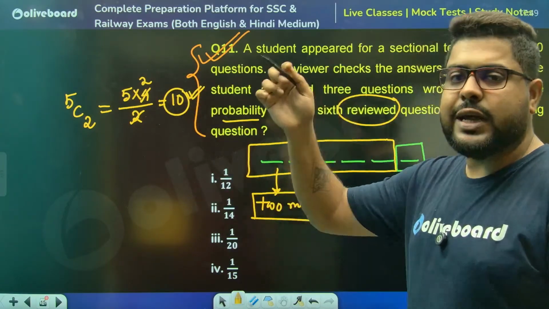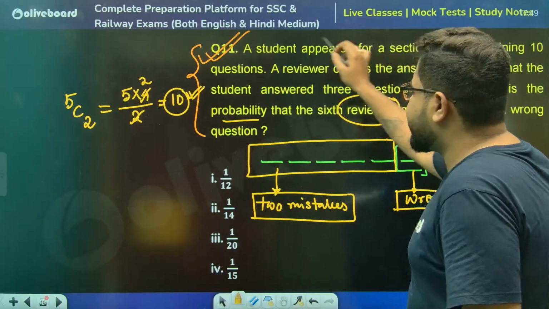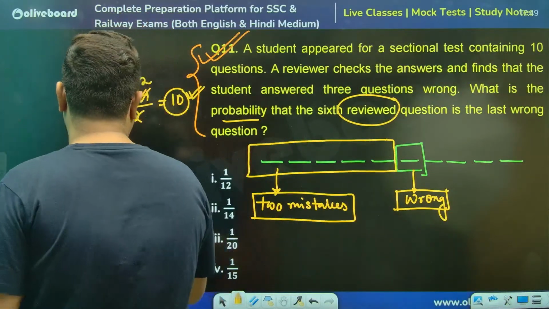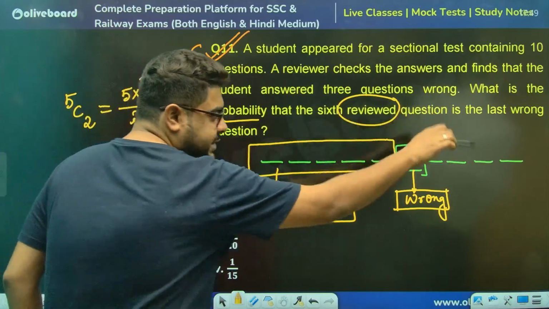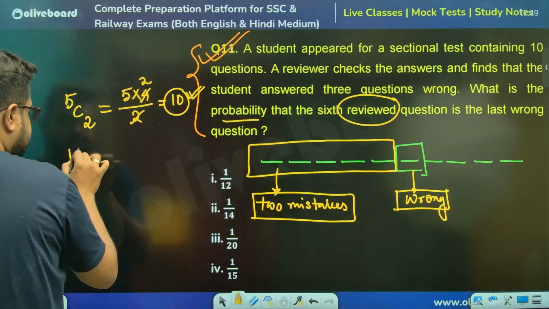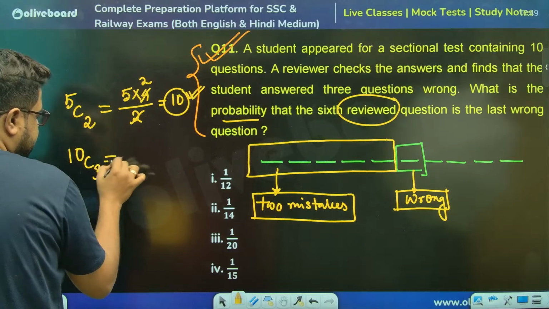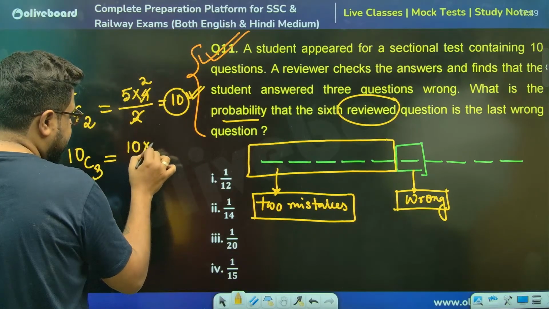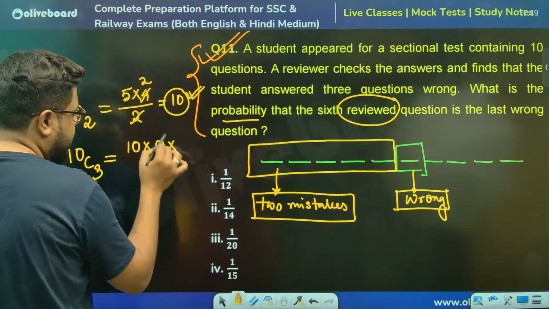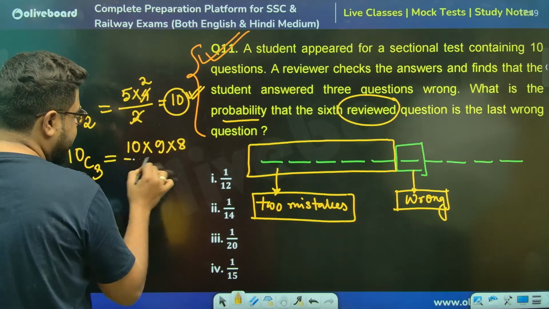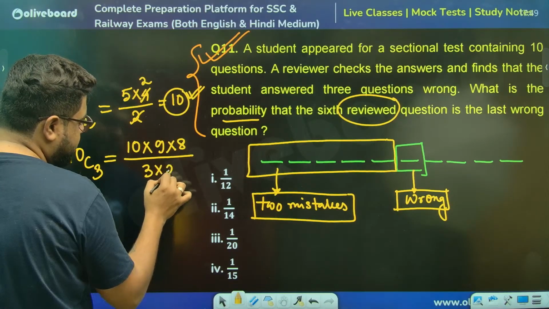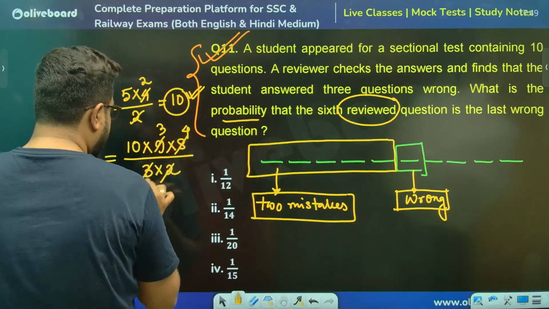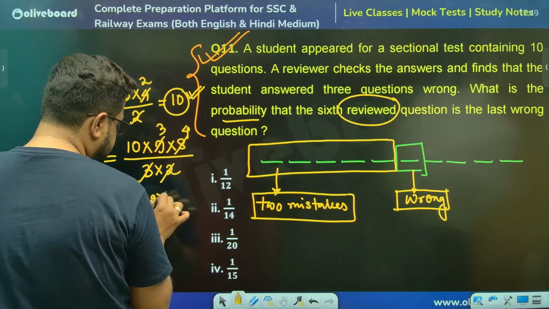And what is the total outcome? Out of 10 questions, there are 3 wrong questions. Sir, 10C3, 3 out of 10. Anything C3 means n into n minus 1 into n minus 2 by 3 factorial. 3 factorial means 3 into 2. So 2 into 5 is 10, and 4 threes are 12, so this is 120.